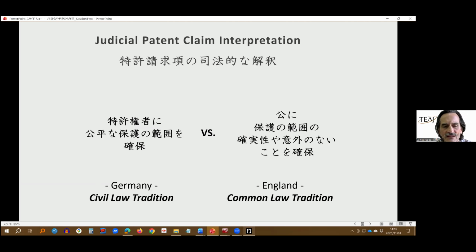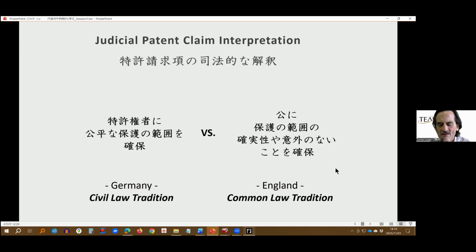So the idea here is that under a civil law system, the scope of protection granted to the patent owner should be fair to the public. And in my opinion, the sense I get from this is that in patent prosecution, when a patent application is filed in a civil law country, the focus is on ensuring that the scope of protection is fair to the public.